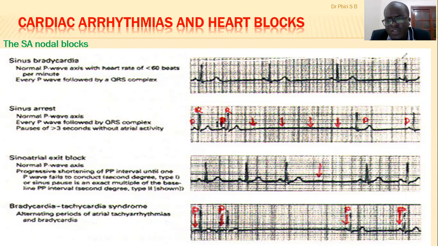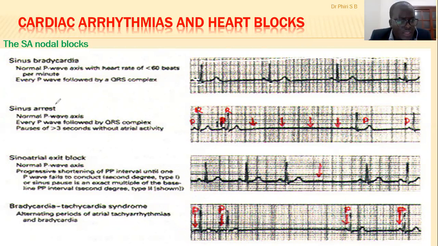So you have this elongation of the R to R interval, but every P wave is followed by a QRS complex. You can see here, there's a P wave that is followed by a QRS complex. So every P wave is followed by a QRS complex, but there's a slowdown in the activity of the pacemaker cells that will bring about bradycardia. So this is called sinus bradycardia. But each and every P wave is followed by a QRS complex, so it means they're being conducted to the ventricles. There is communication between the ventricles and the SA node.